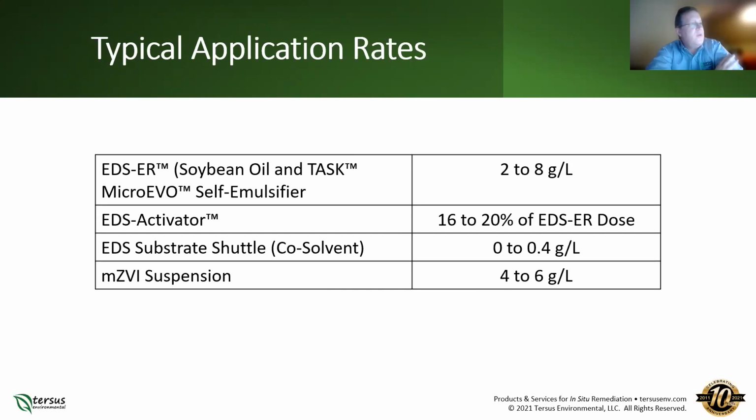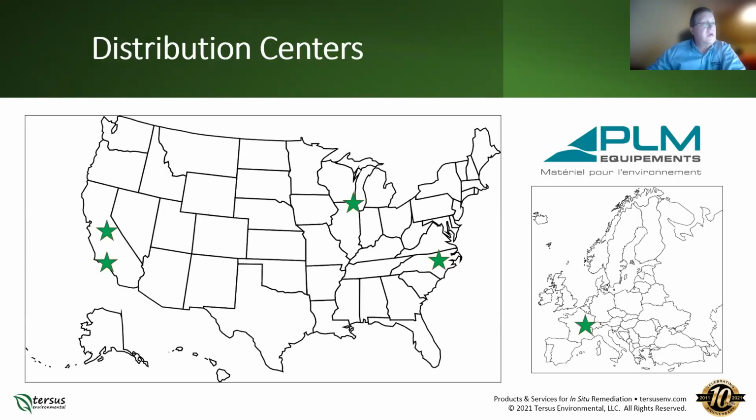Typically what we found best is to dose the activator at 16 to 20% of the EVO dose. For the co-solvent, typical application rates are upwards of about 0.4 grams per liter. And like I mentioned earlier, we've had great success when we also used zero valent iron as a co-injection with the process, and that would be anywhere between 4 and 6 grams per liter.